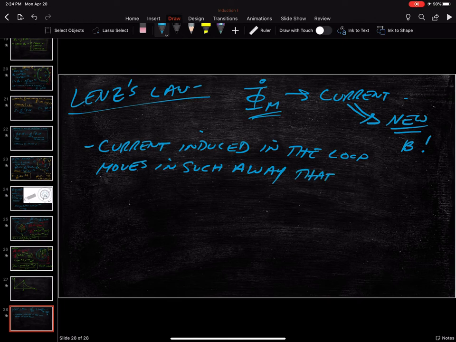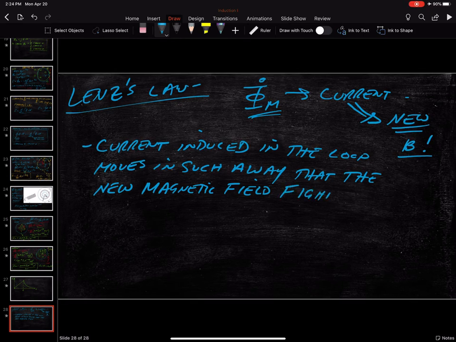that the new magnetic field, in other words, the new magnetic field you created from this induced current, fights the change in flux. What does that mean? Well, here are the pictures. You get the hang of this by examples.